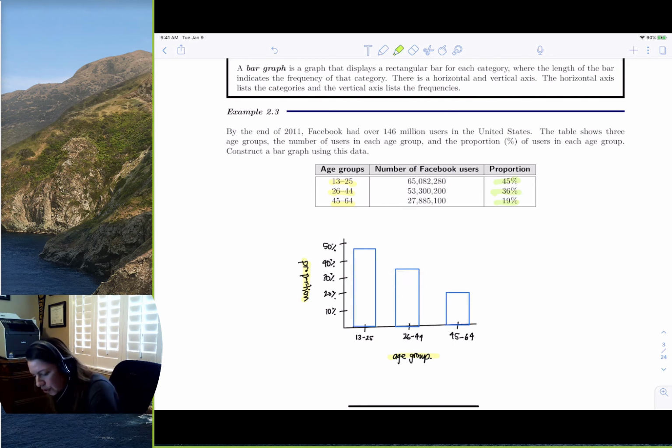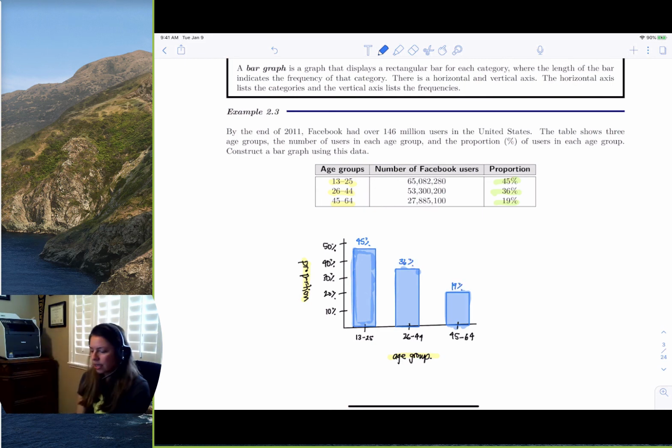Great, and then you could shade it in a nice blue color if you wanted. It's really up to you how nice you want to make the graph. Also, what I've seen in statistical software is that they put the frequency above the bar, like they would put 45% here, 36% here, and 19% here, just to make it look nice.